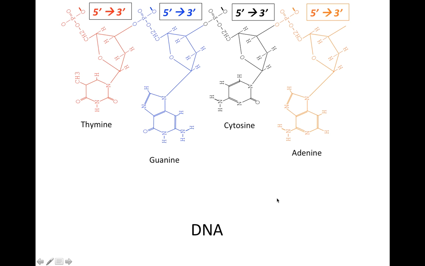So let's see how that plays out by looking at the actual structure. Here is a 4-base single strand of DNA. If this were an RNA, how would it be different? Well, it would be different in two ways. The first, we said, is that instead of having a thymine, it would have a uracil. And you can see that thymine and uracil are very similar compounds. They differ only at this one position.